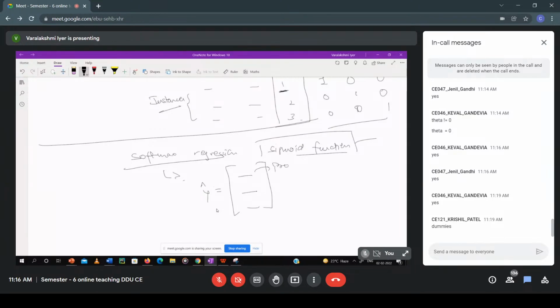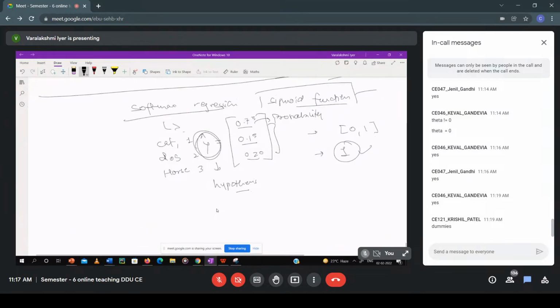You'll be getting a probability value for all the 3 classes, and the property that it should follow is that all these values should fall between 0 and 1, and the summation of all these values should be equal to 1. So for example, suppose you are trying to classify your data as cat, dog, and horse. These are the 3 classes you are trying to classify. Suppose this is 1, 2, and 3. So you'll be getting a y hat value. Y hat is actually the hypothesis value. You'll be getting a hypothesis value for all these 3 classes. For example, 0.75, 0.15, and 0.20. I'm just taking an assumption. So this will be your output value.